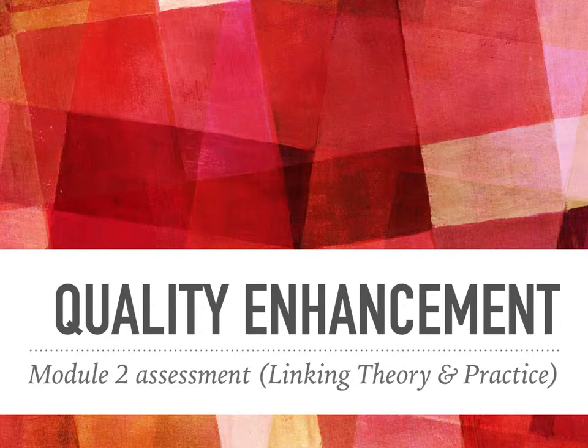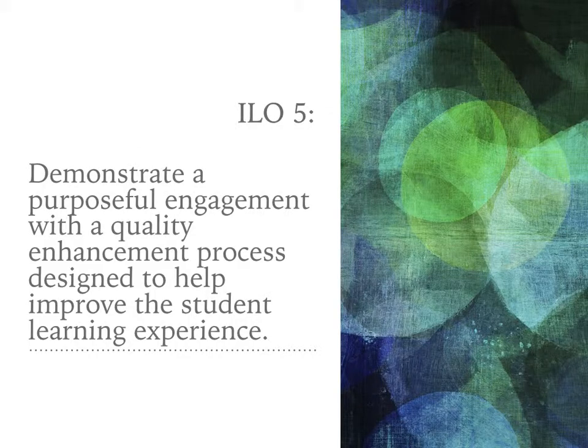So this is the final part of your Module 2 assignment. And remember, Module 2 is the one on linking theory and practice. And this is the part where we look at quality enhancement, where we look at ways in which you've received feedback in order to try and improve some aspect of your teaching. And what we're focusing on here is the fifth and final learning outcome, which is to demonstrate a purposeful engagement with a quality enhancement process designed to help improve the student learning experience.